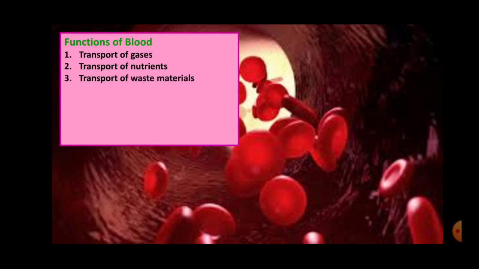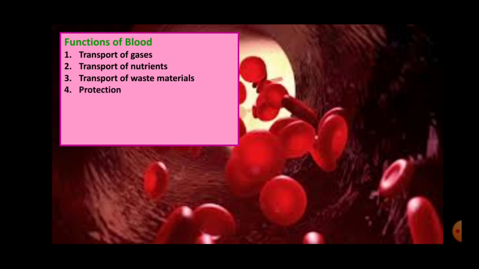Then the third function of the blood is transport of waste materials. The nitrogenous waste products which are produced inside the body, like ammonia, urea, creatinine, cannot be stored inside the body. So they are carried by the blood towards the kidney, and it is the kidney which separates these nitrogenous waste products and they are eliminated outside the body.